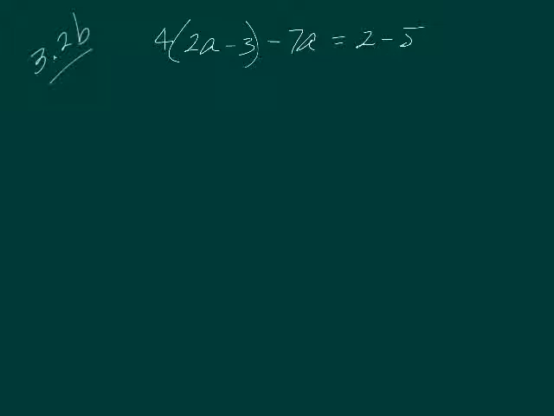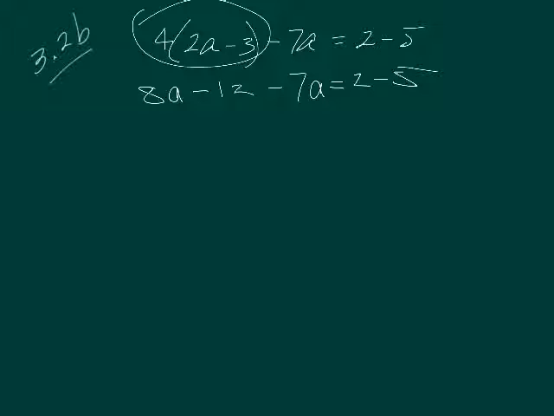All right, so first thing I like to do is the distributive. I like to get rid of the parentheses first. So let's multiply the 4 times the 2a and then the 4 times the 3. And then I've got minus 7a equals 2 minus 5. All right, so then I'm going to look here and see if I have any like terms I can combine. I have an 8a and a negative 7a, so I can combine those. 8 minus 7 is 1a. And I'll just leave it as a.